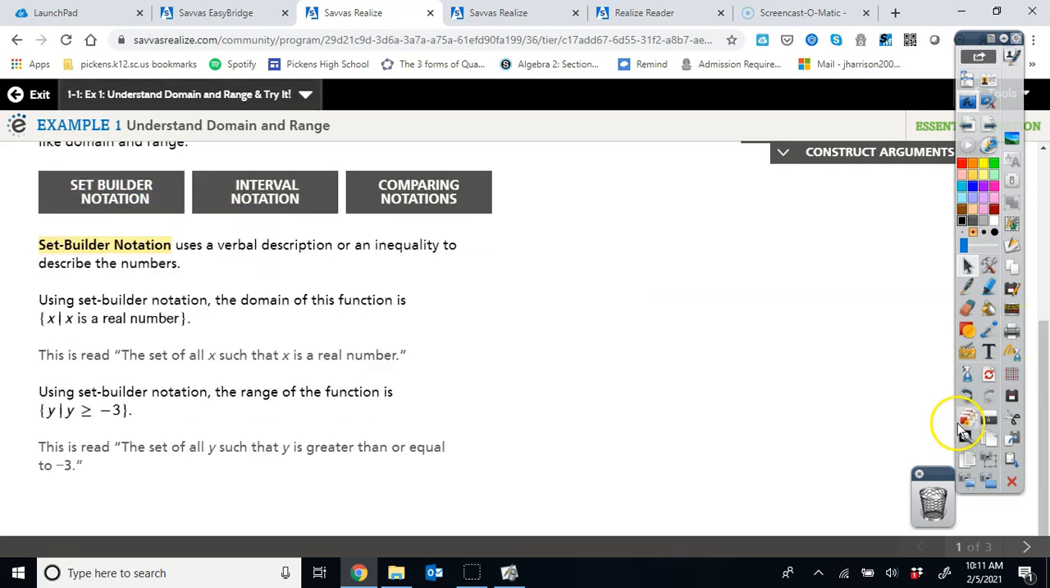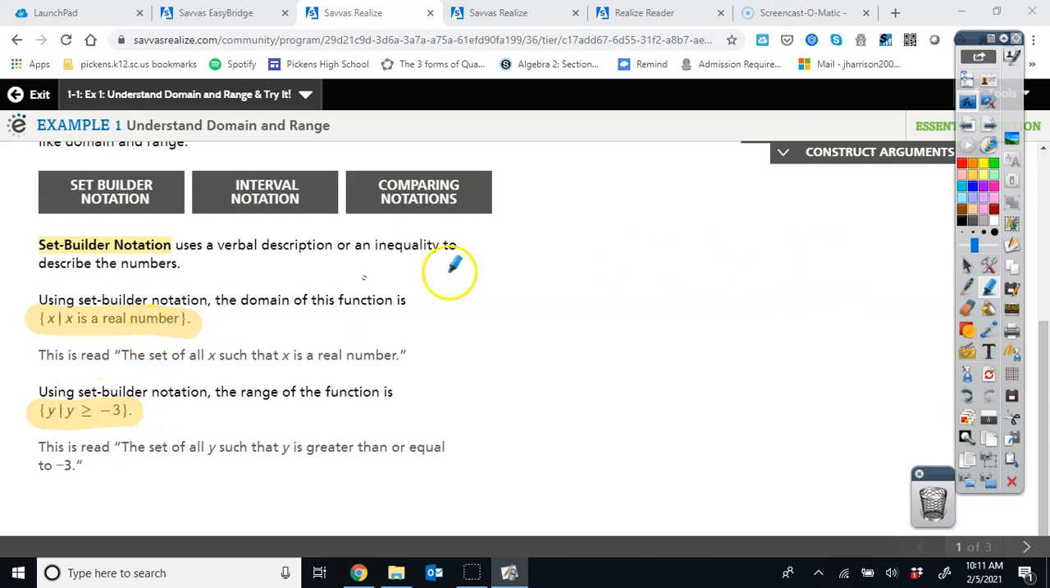Let's look at what set builder notation looks like and interval notation. Set builder notation basically is sort of like a verbal description or an inequality that describes the numbers. This is what it actually looks like. Notice right here it has these little brackets, and then it says x with this little bar, and then x is a real number. Notice the same thing with the y. It has y, the little bar, and then y is greater than or equal to -3.